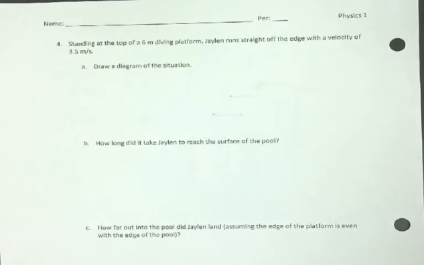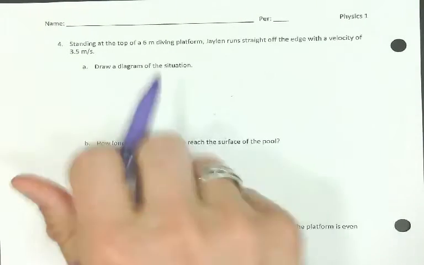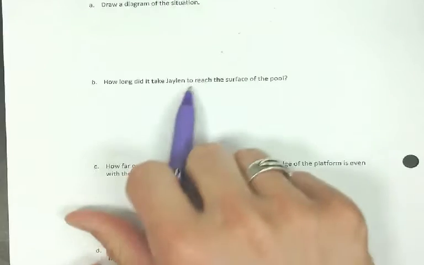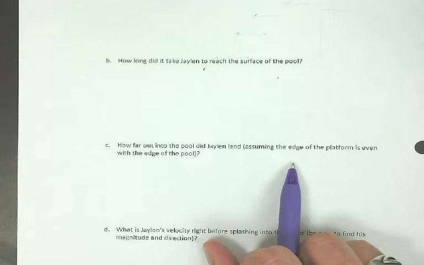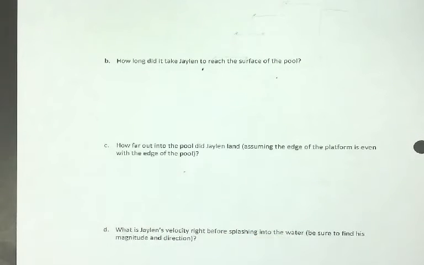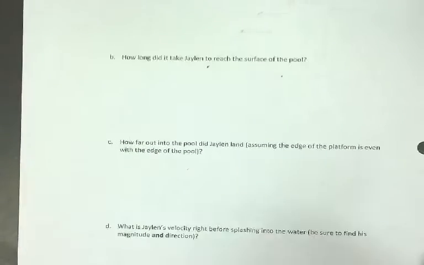So, standing at the top of a 6-meter diving platform, Jalen runs straight off the edge with a velocity of 3.5 meters per second. A, draw a diagram of the situation. B, how long did it take to reach the pool? C, how far out did Jalen land, assuming the edge of the platform is even with the edge of the pool? And D, what's Jalen's velocity right before splashing into the water?